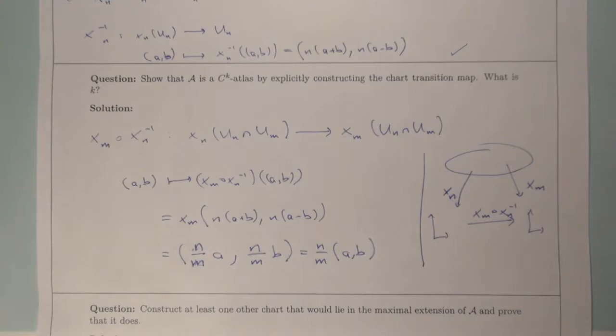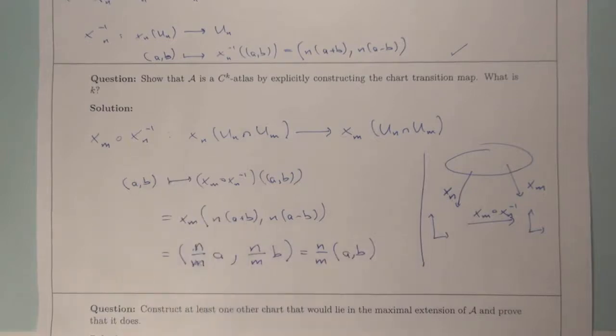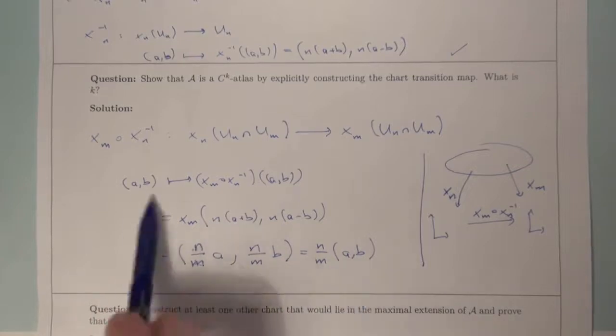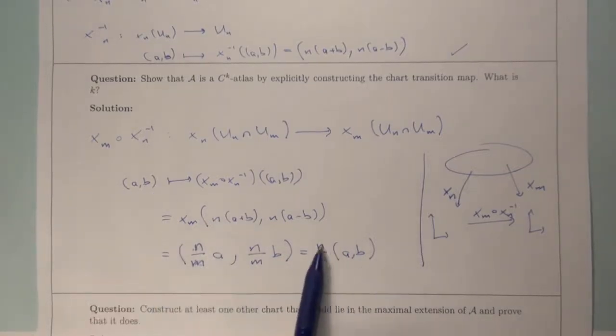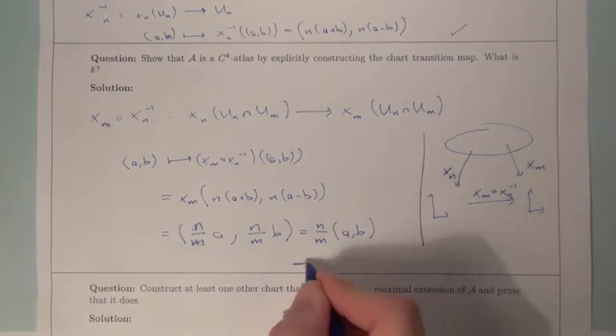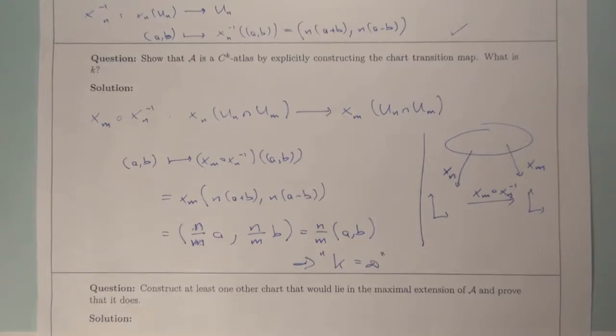So we see the chart transition map, and notice we have both directions in here since we did not specify m and n. Therefore that's the most general chart transition map that's possible here, and therefore we see that this is of course smooth because it's just the identity map, maps (a, b) to (a, b) with some factor, but this does not matter and does not affect the differentiability. Therefore we can conclude that k is infinity. We have a smooth manifold.